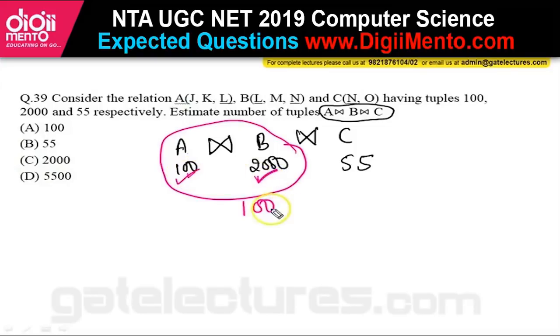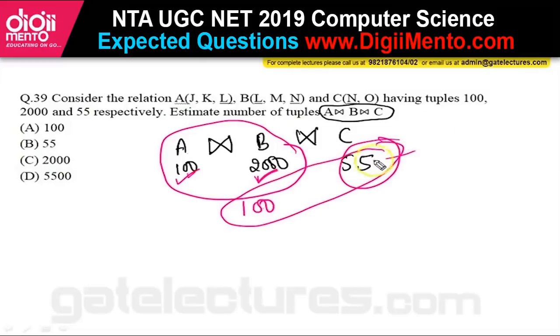Now I have got 100 here. Now let's compare these two. How many tuples can maximum match in both the tables? 55. In these two, maximum only 55. All 55 here matching with 55 here. So what will be the answer? Clearly here B is the answer.